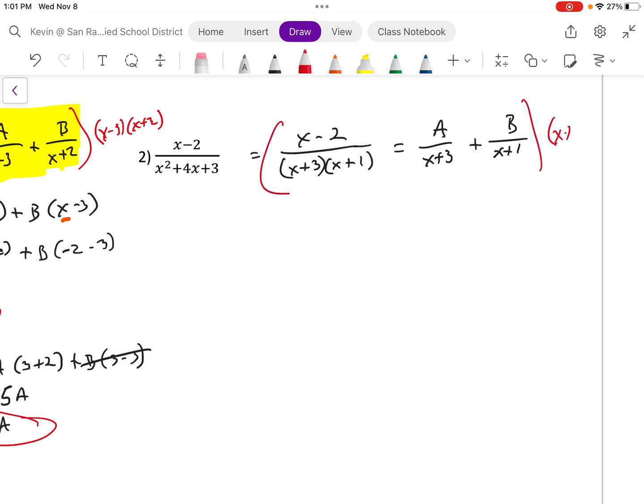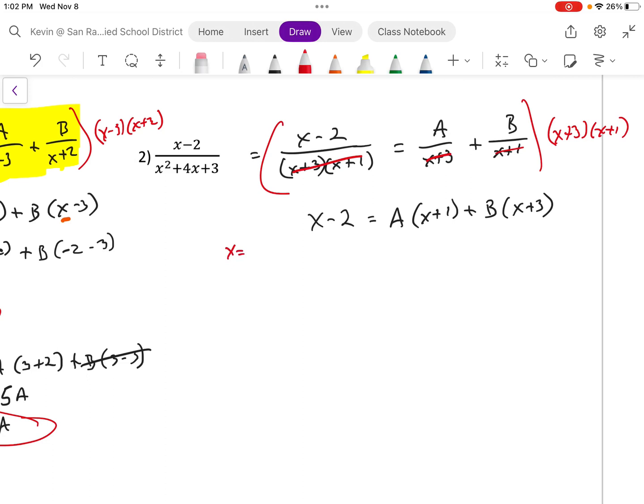Again, multiply everything by x plus 3 times x plus 1. Okay, that helps cancel that out, cancels that out, cancels that out. That leaves me with x minus 2 equals a times (x plus 1) plus b times (x plus 3).